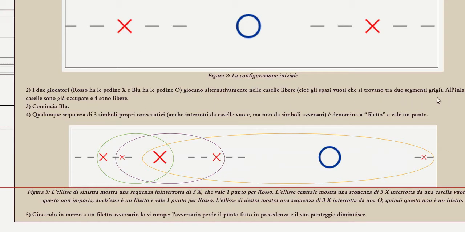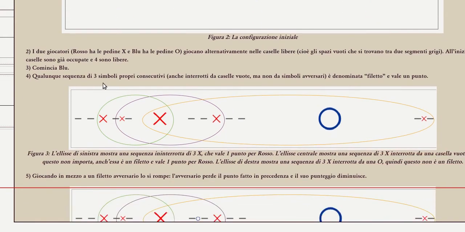Now, any sequence of three consecutive own symbols is an alignment and represents one point. So here, for example, in the green ellipses, you can see this is one point because you have one alignment of three red symbols, so the red has one point. In the purple ellipses, this is also one point, even if there is a hole here, it doesn't matter. This still counts one point. But in the yellow one, these three are not one point because they are interrupted by a blue one.